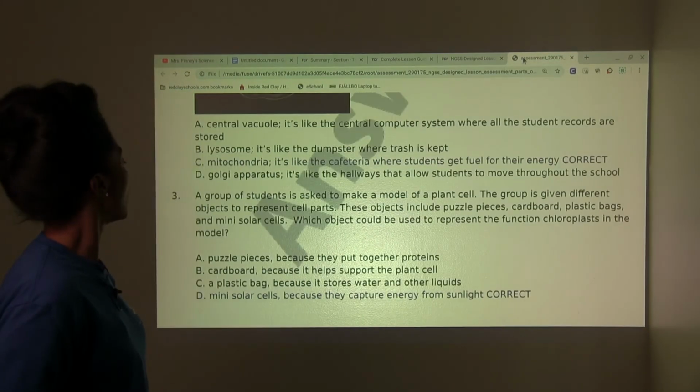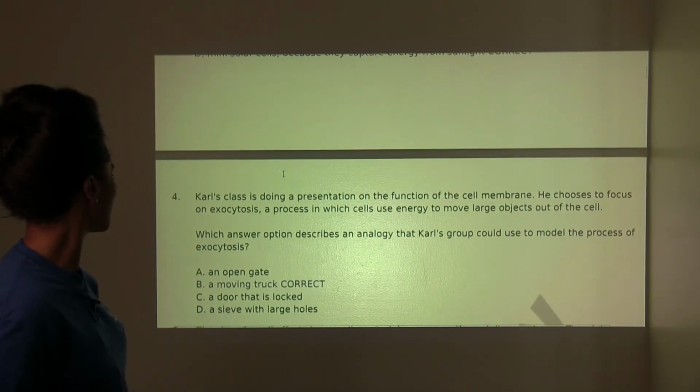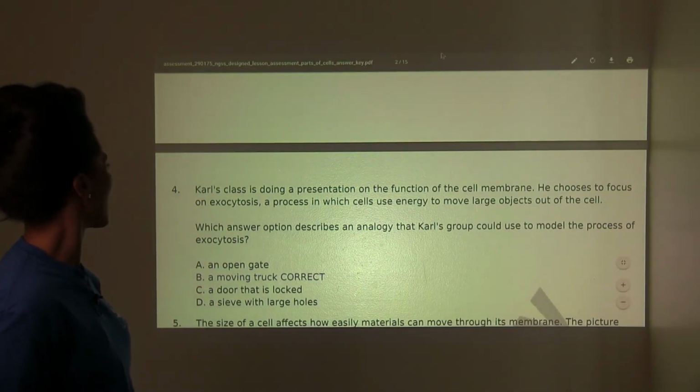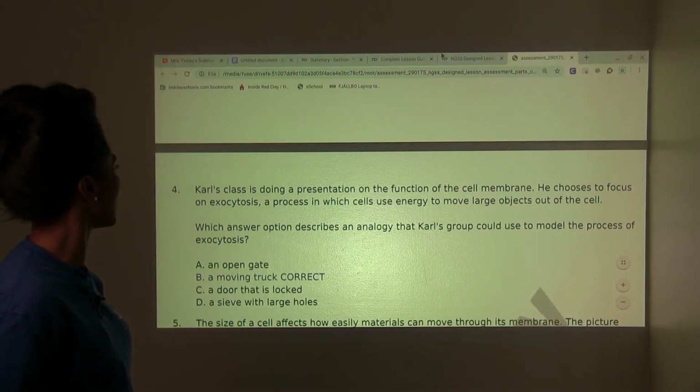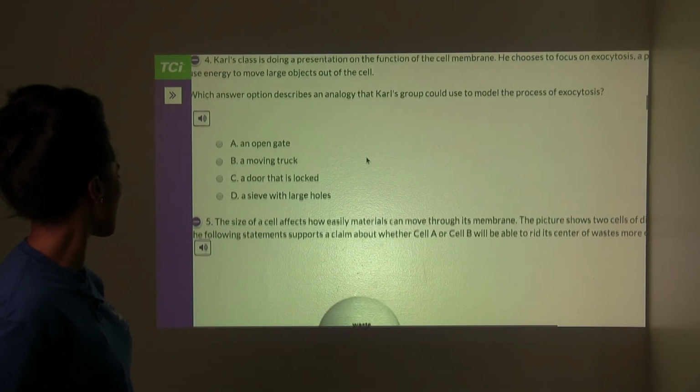Answer 4. Number 4 is B, a moving truck. Okay, that would model the process of exocytosis. Last question for today.